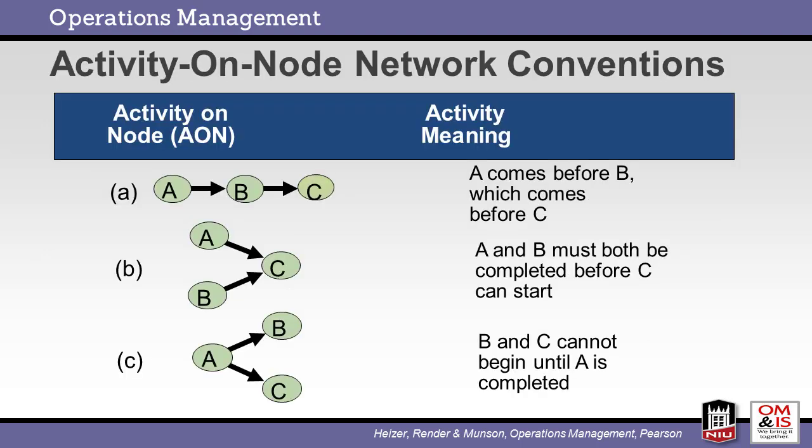Activity on node is one method for charting activities. Each circle in the chart represents a single activity or task. The arrows reflect the relationships and precedence between activities. The first series indicates that activity A comes first, followed by activity B, and then C. In the second series, activities A and B must both be completed prior to the start of activity C. Finally, the last diagram shows that activity A must be started before B and C.